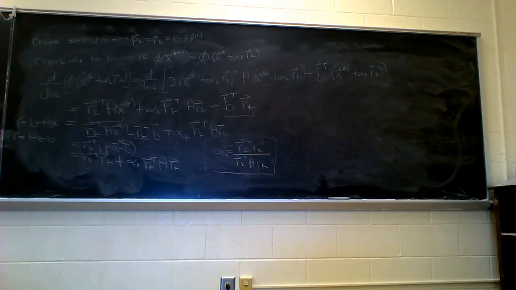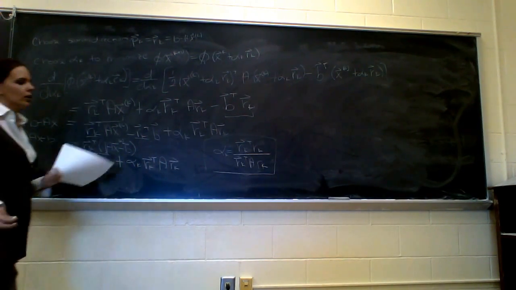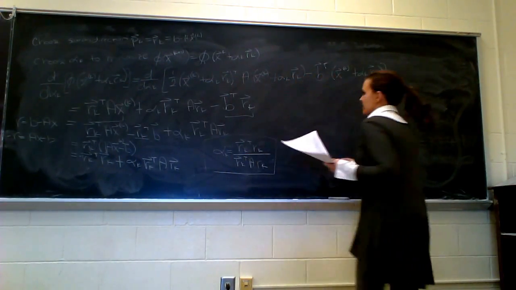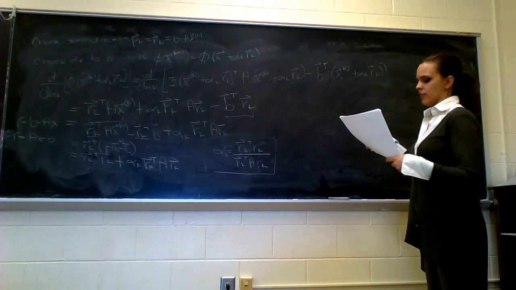Okay, so now that gives us our alpha that we use over here in our non-stationary iterative method. Since A is symmetric positive definite, the denominator is guaranteed to be positive, so we don't have to worry about that. Let me write down the full algorithm for the method of steepest descent now that we've defined everything.